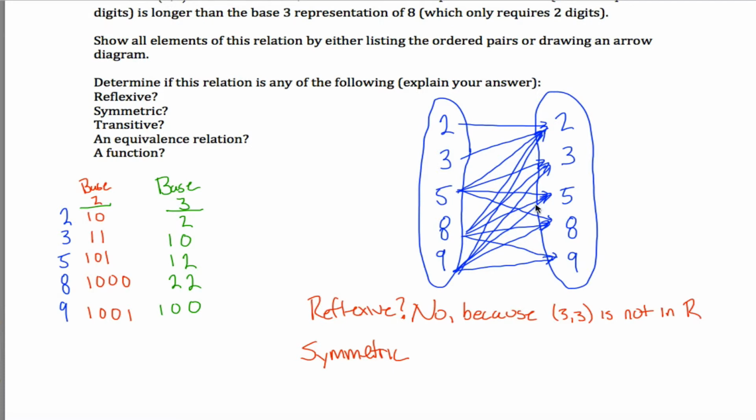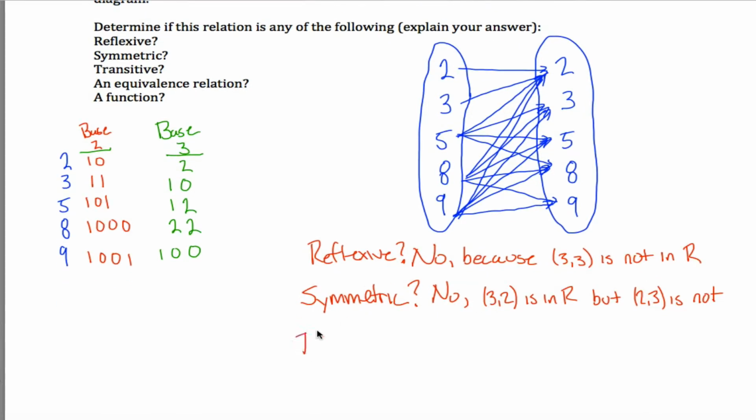So it's symmetric? Not necessarily. That has to be true for every single arrow. So, for example, there's an arrow from 3 to 2, but there is not an arrow from 2 to 3. So this thing is not symmetric either. So I could write 3, 2 is in R, but 2, 3 is not. In order to be symmetric, anytime I have an arrow of this type, I have to have the corresponding arrow of this type. I don't, it's not symmetric.